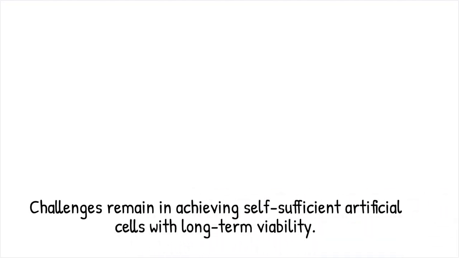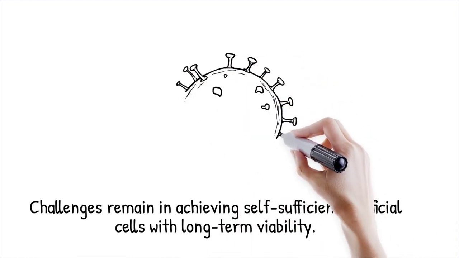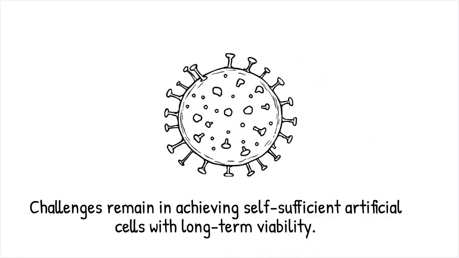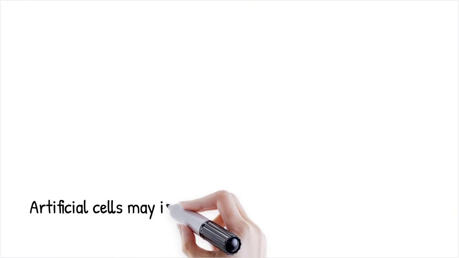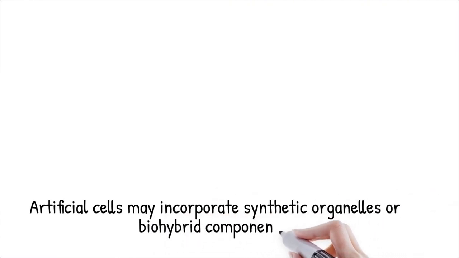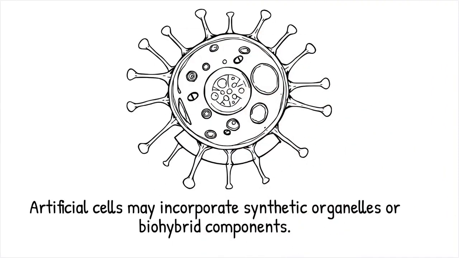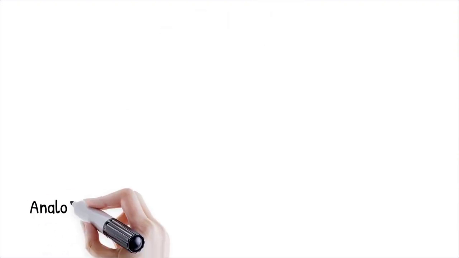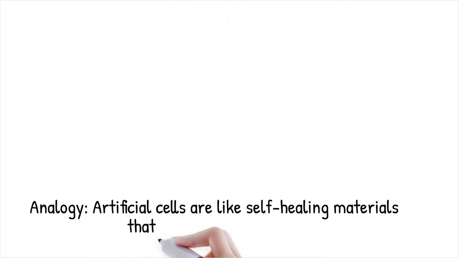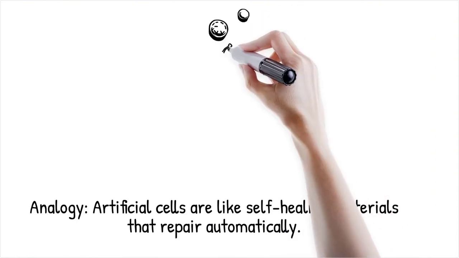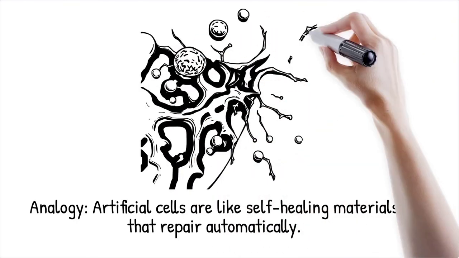Despite advances, challenges remain in achieving self-sufficient artificial cells with long-term viability. Key research areas include energy generation, dynamic membrane remodeling, and integration of artificial intelligence for adaptive responses. The next generation of artificial cells may incorporate synthetic organelles or biohybrid components, blurring the line between natural and engineered life. Recent work has demonstrated vesicles capable of self-repair, a crucial step toward developing autonomous synthetic life forms. This is similar to designing self-healing materials that repair cracks automatically, extending their functionality and lifespan.